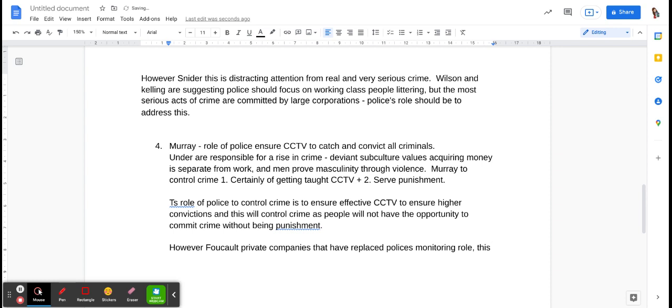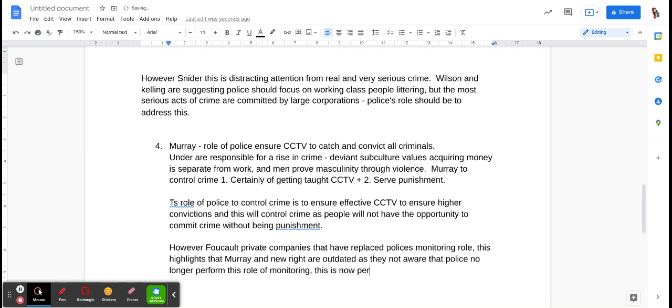This highlights that Murray and the New Right are outdated, as they are not aware that police no longer perform this role of monitoring. This is now performed by private companies. That actually makes it very difficult for the police.